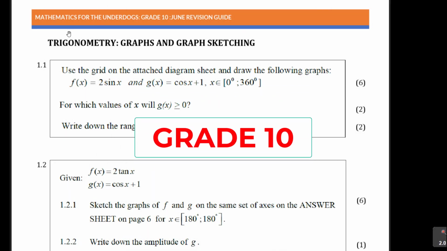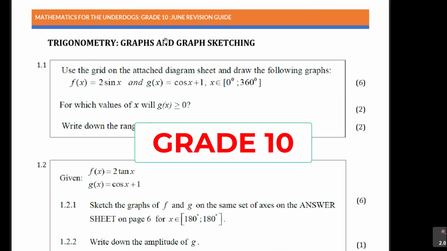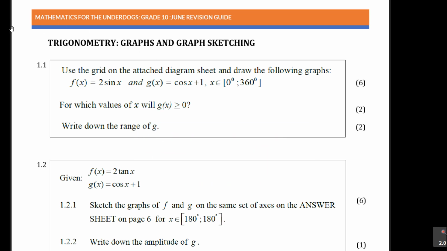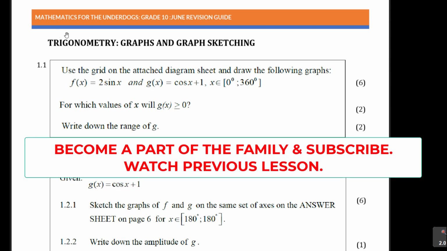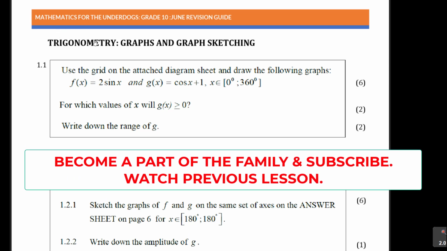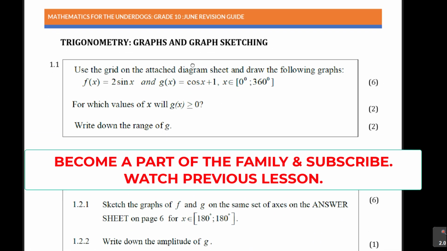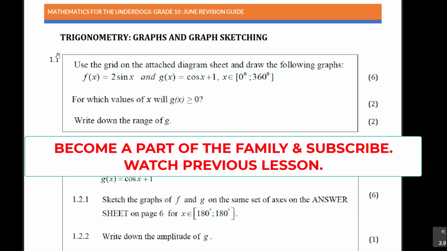My name is Confident and welcome to our continued session where I'm revising with you, and in this case I'm looking at trigonometric graph sketching. This is for grade 10 as you prepare for your June exams and also very important for your November exams. So let's look at these questions now.